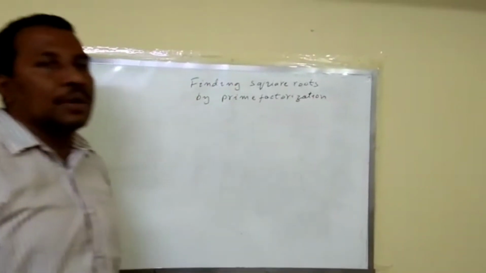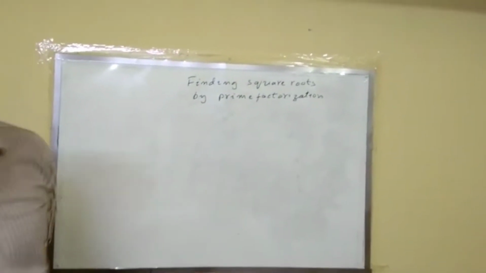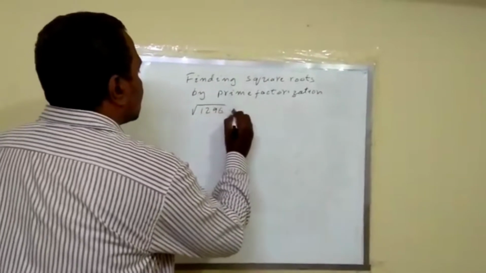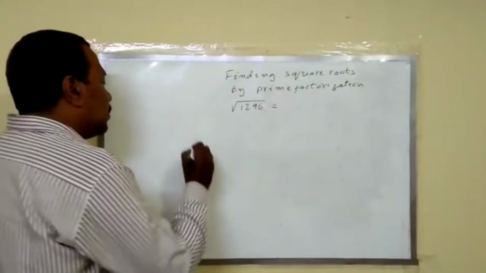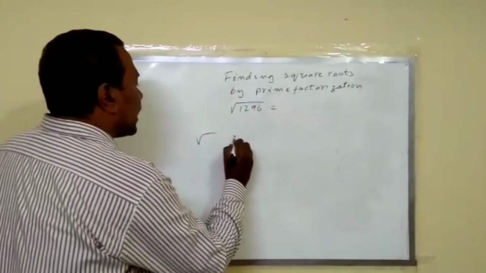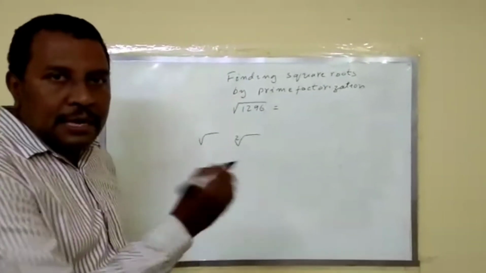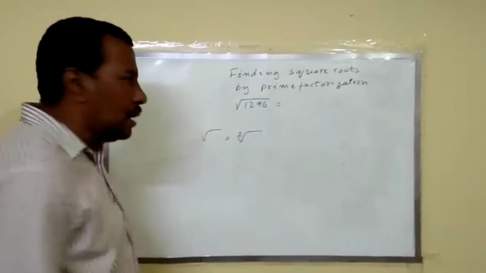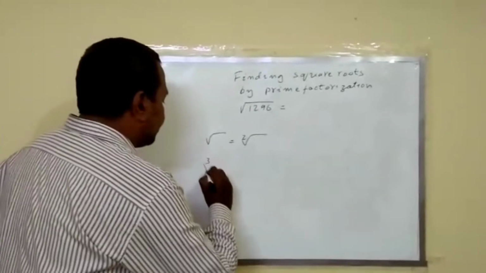We'll take one example: the square root of 1296. This is the symbol for square root. Square root can also be written as second root. If nothing is mentioned here, it is taken as second root. So both are equal. If it is a cube root, we have to certainly mention 3 here.